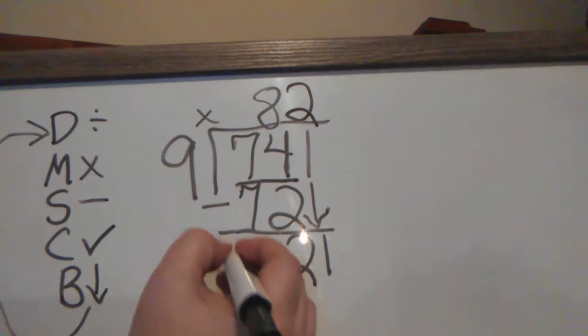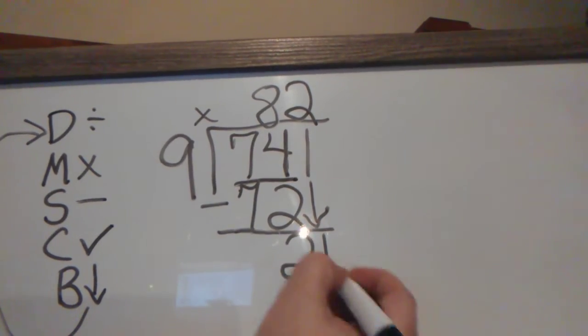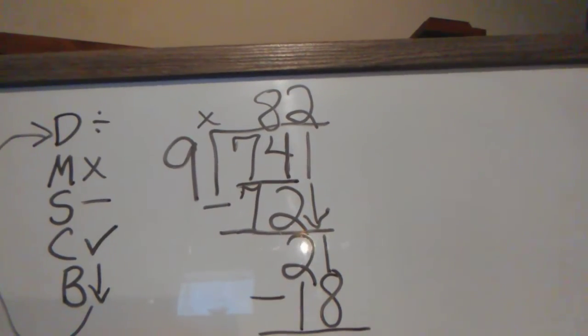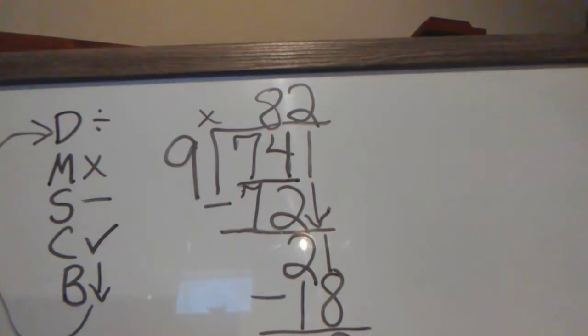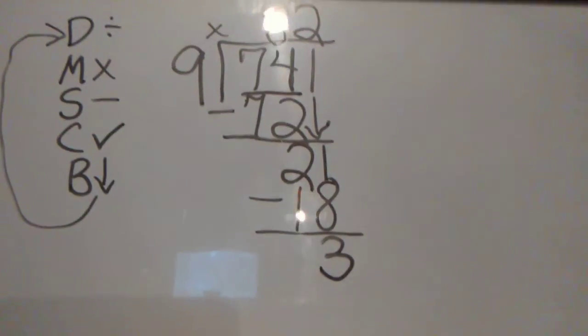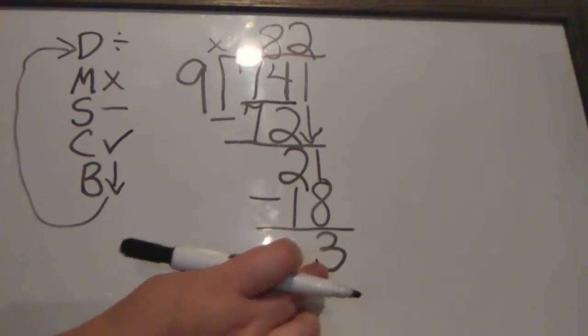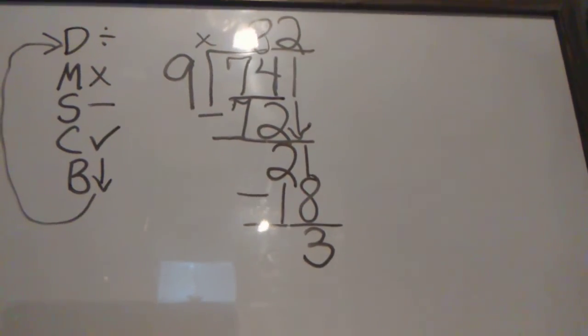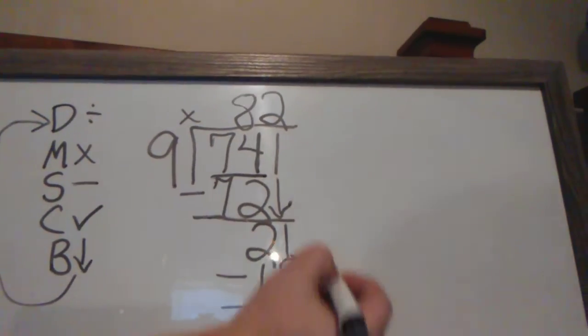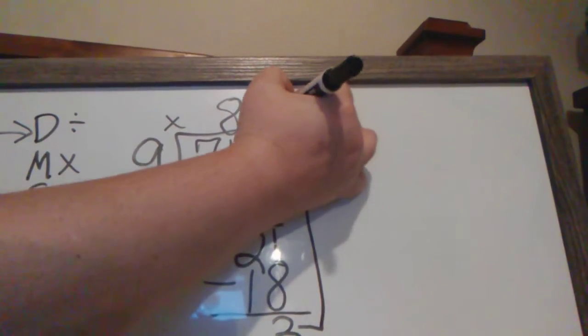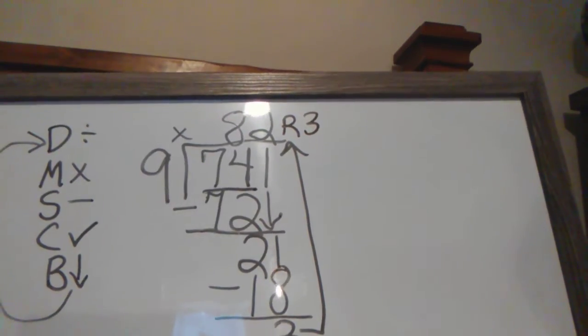2 times 9 is 18. Subtract 18, 19, 20, 21. That gives me a remainder of 3. And then we check, 3 is less than 9. And there's nothing left to bring down. So 3 then comes up and becomes my remainder, remainder 3.